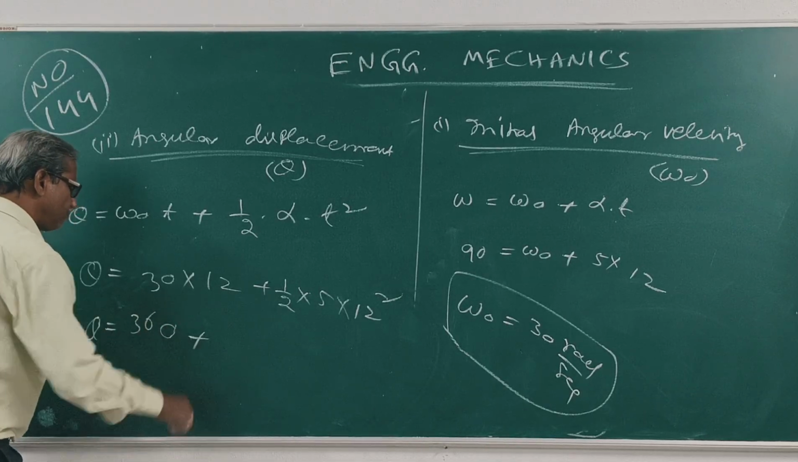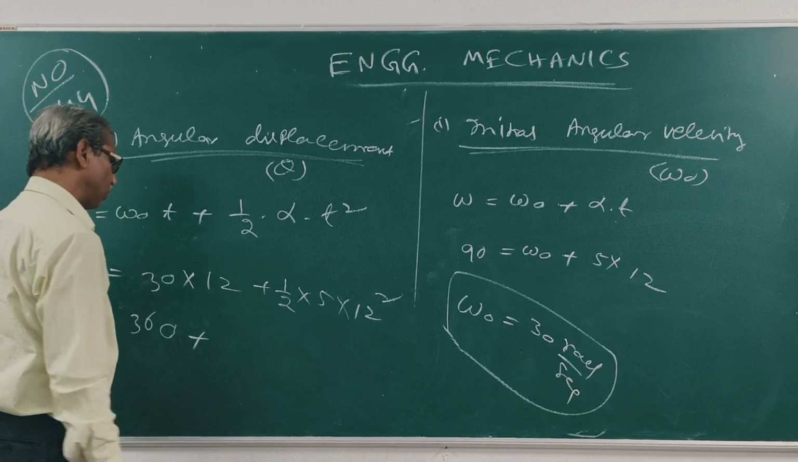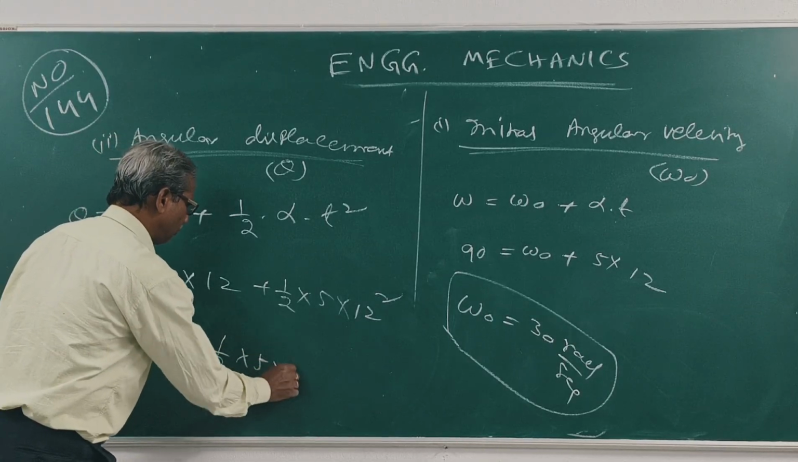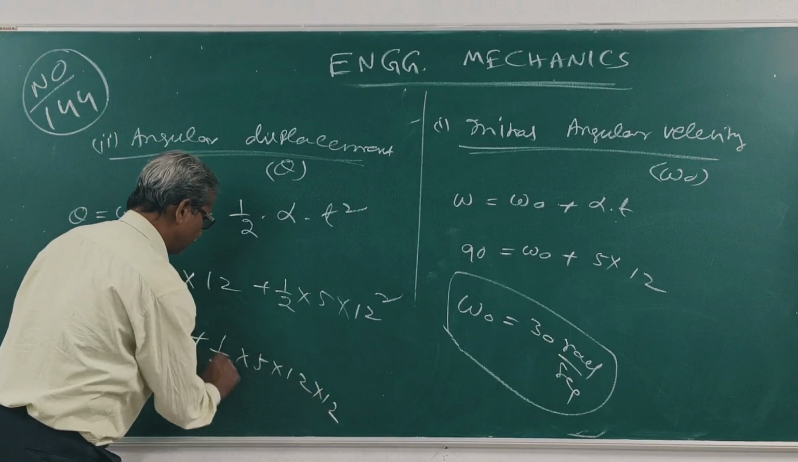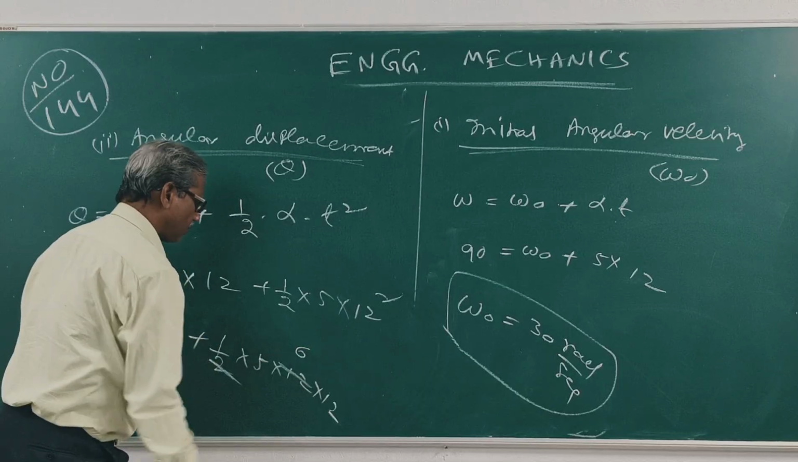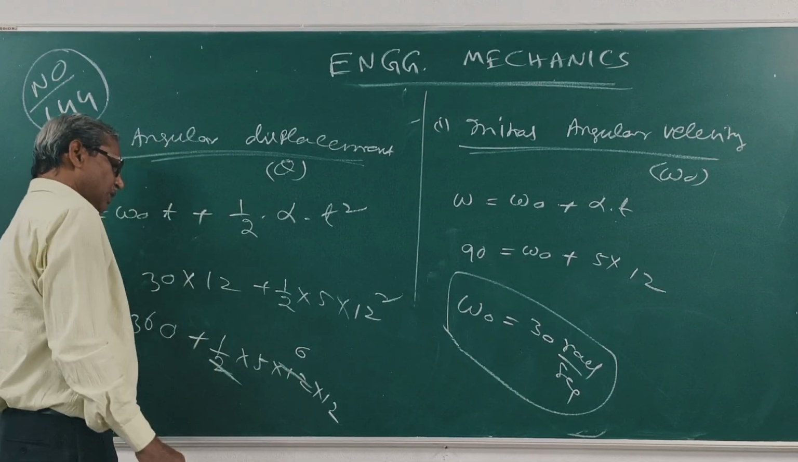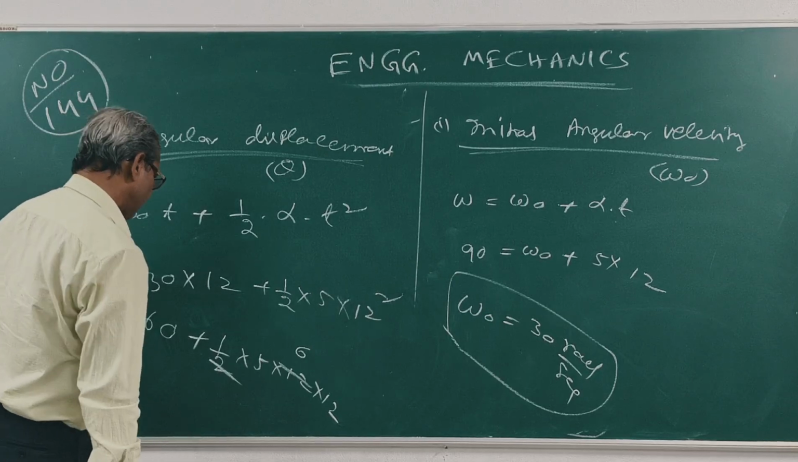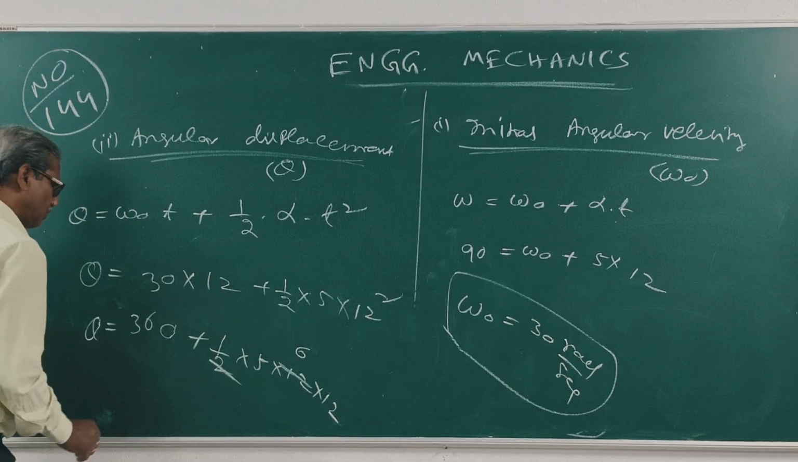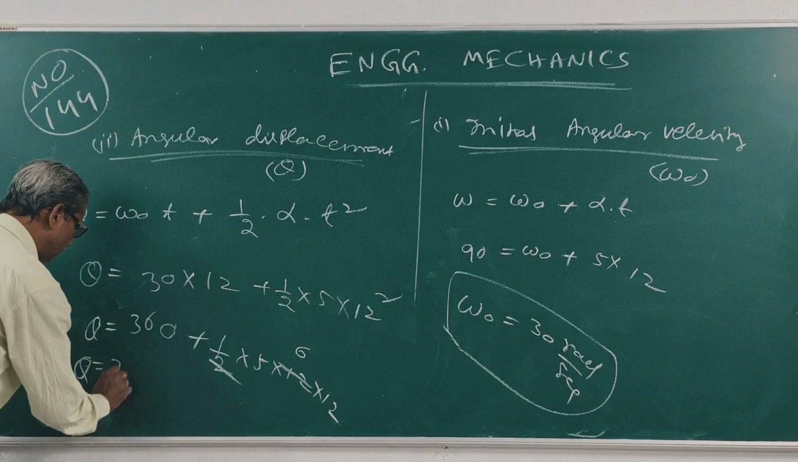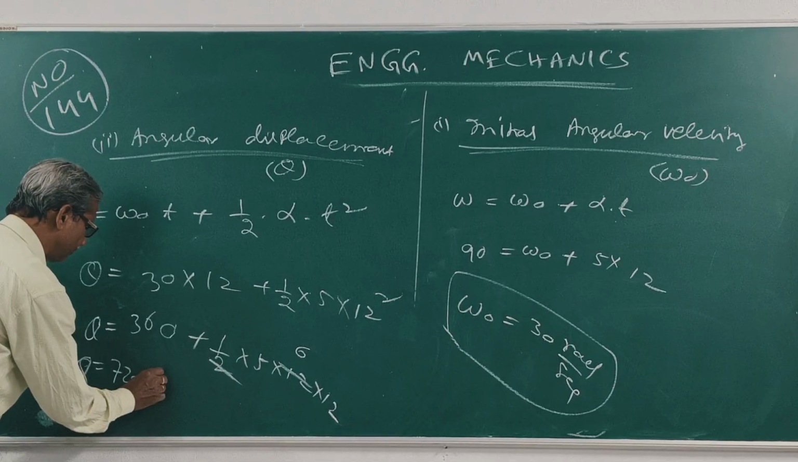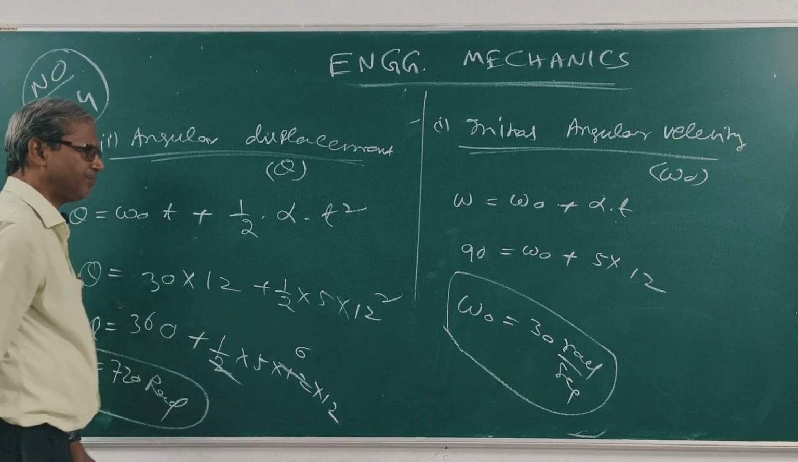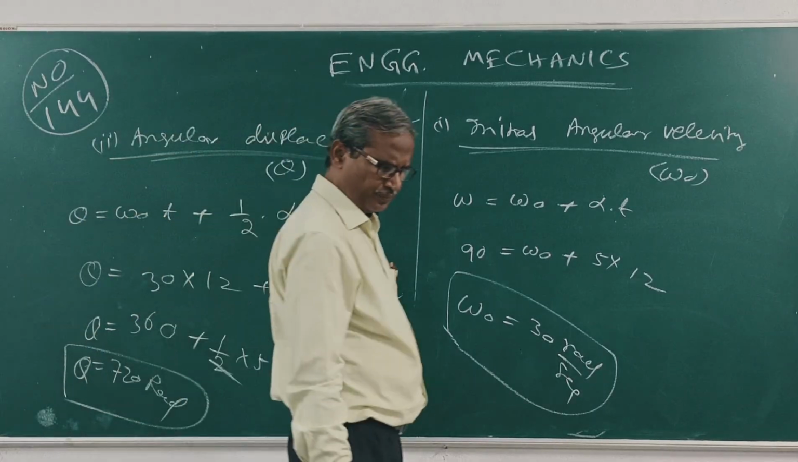360 plus half into 5 into 12 into 12. Clear? 30 into 12, 720. So theta is equal to 720 radian. 720 radian. Clear?